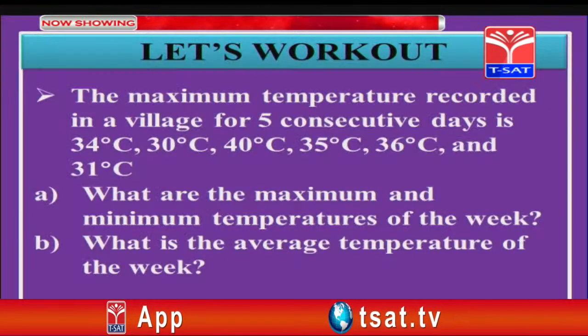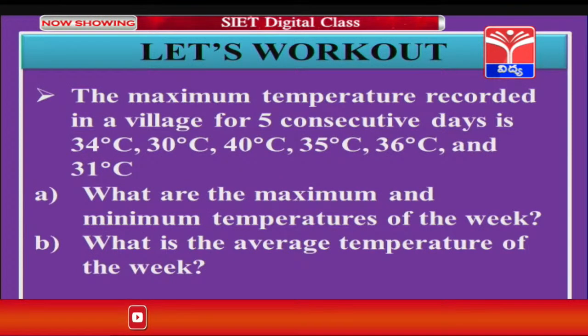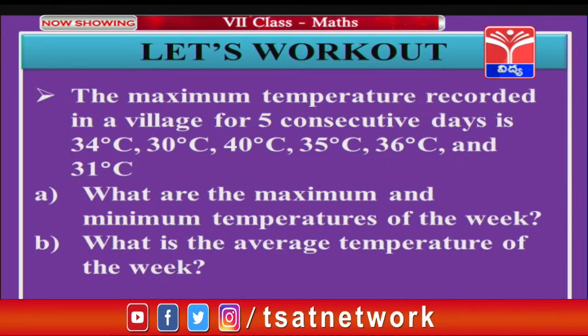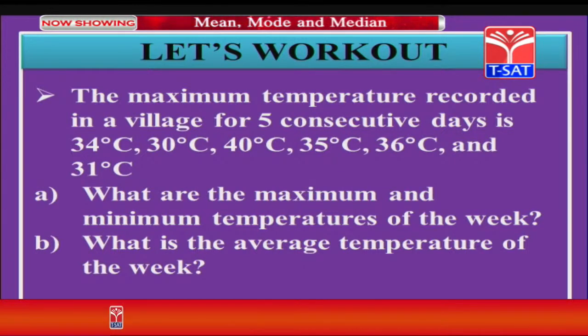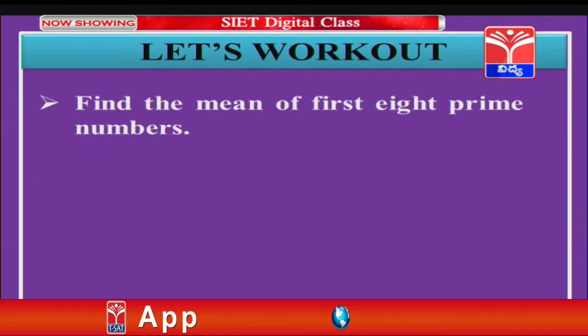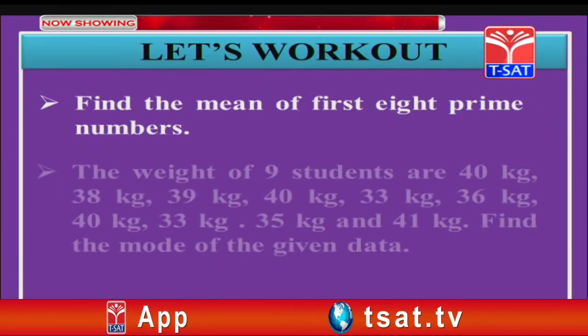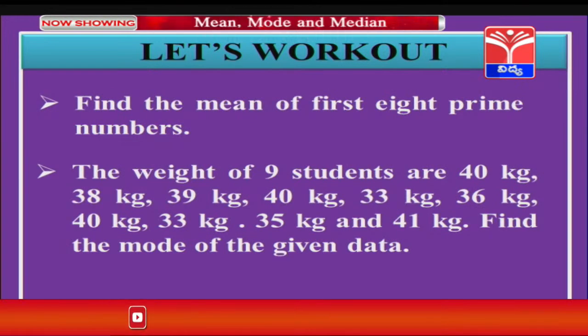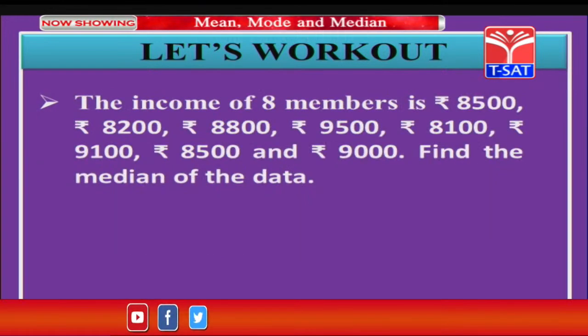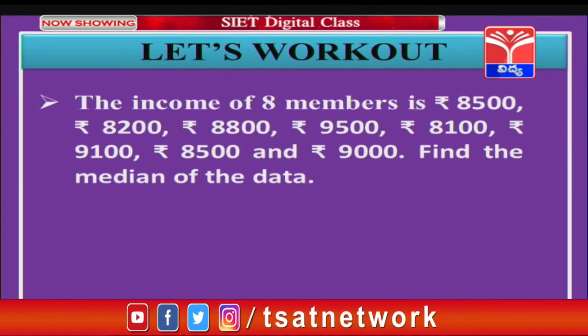Maximum temperature recorded in a village for 5 consecutive days is given. Now, we are going to find the maximum and minimum temperatures of the week and also the average temperature of the week. So, average temperature is nothing but arithmetic mean. Okay, children. Find the mean of the first 8 prime numbers. The weights of 9 students are given. You have to find the mode of this data. The income of 8 members is given on your screen. Find the median of the data.